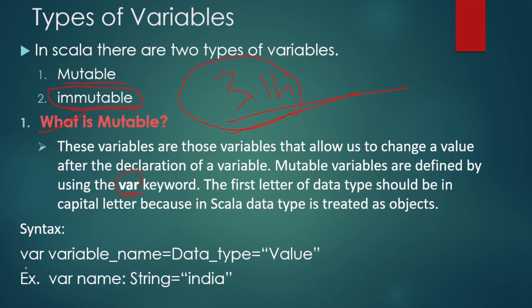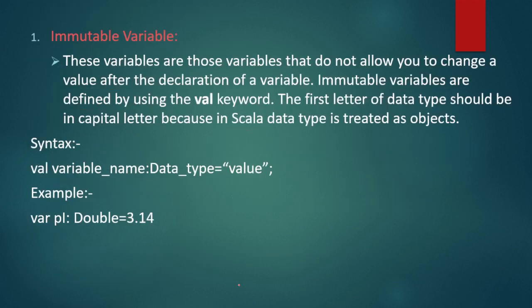So see here, var, whenever we are declaring a mutable variable, we must start with var, and the variable name is anything whatever you want to give, and the data type. For data types, the first letter is always a capital letter and the value is whatever it may be. Okay, so here is an example: var name, and String, the first letter is a capital, and the other things are name and India that we are going to store.